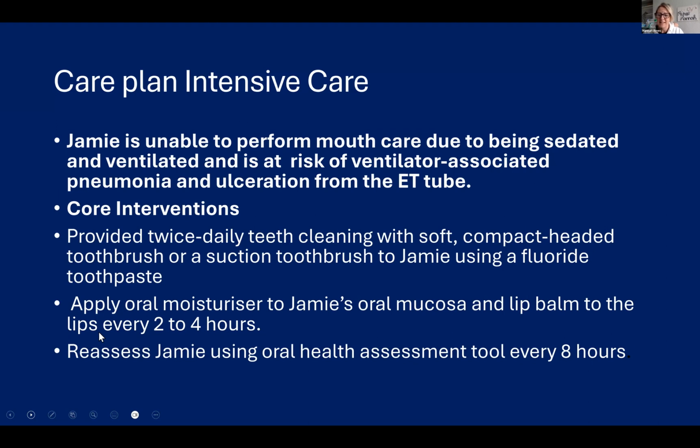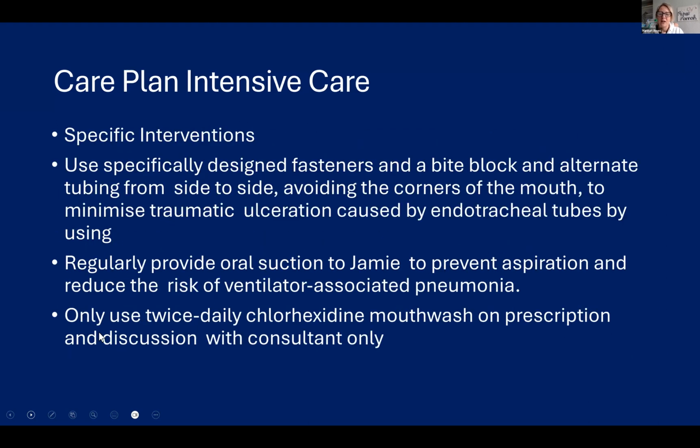Our specific intensive care interventions are then, we might use a bite block or fastener, so we can alternate moving the tube from side to side. This prevents the tube resting in one place for too long, causing ulceration. Again, any ulceration is a source of infection and soreness, and we want to prevent that. We're going to provide regular suction because Jamie's at risk of aspiration pneumonia, and he's unable to manage those oral secretions, so we need to clear those for him.